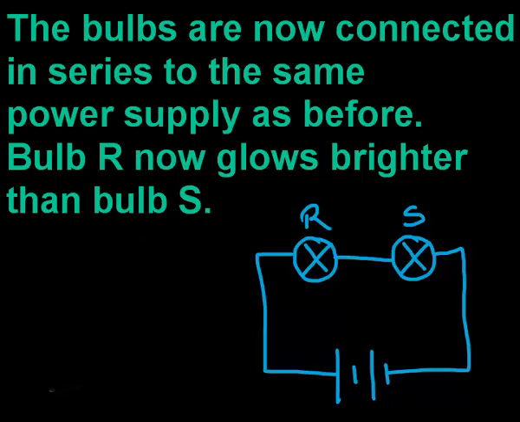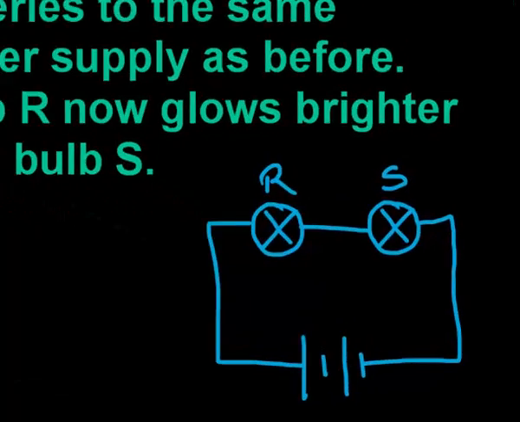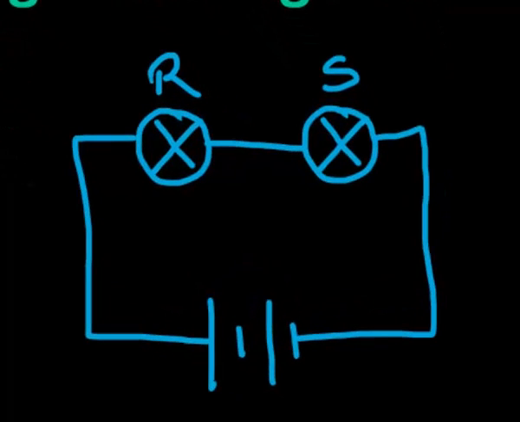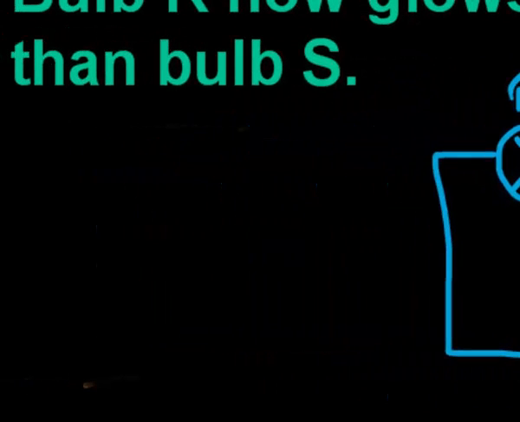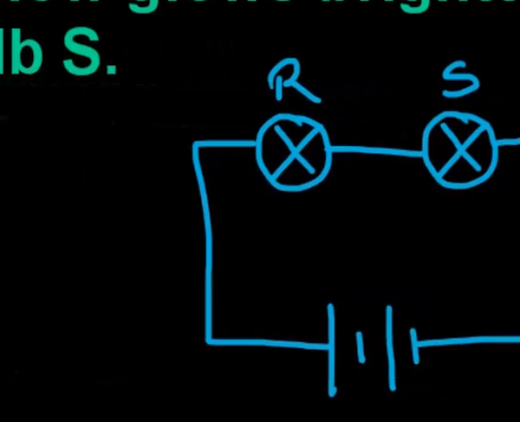Let's now go on to the next part of the question. It tells us that the bulbs are now connected in series, but to the same power supply as before. Bulb R now glows brighter than bulb S. So first off, just like in the case when we took a look at the parallel combination, we need to go and find something that is unique about our series circuit. And our series circuit has, in this case, the current the same everywhere in the circuit.